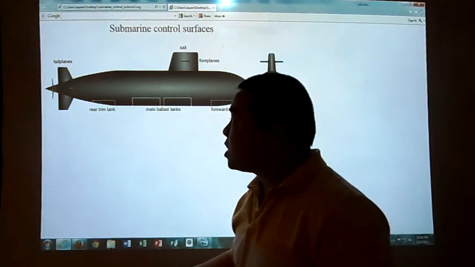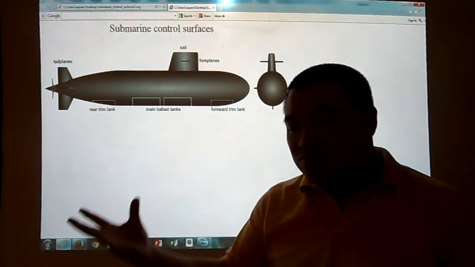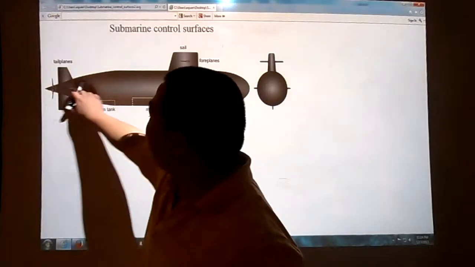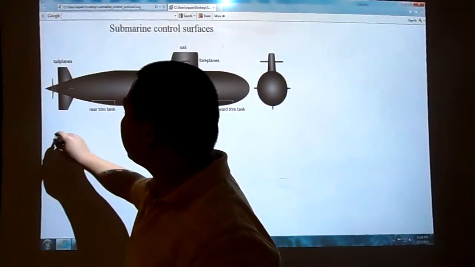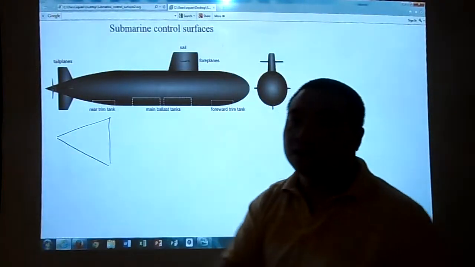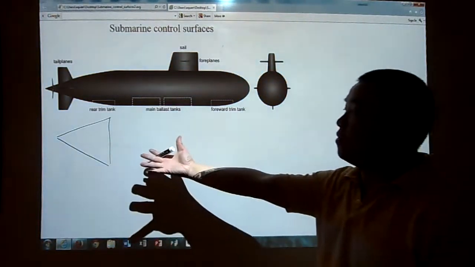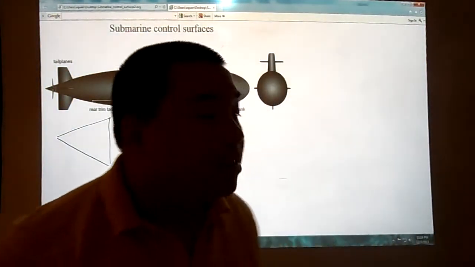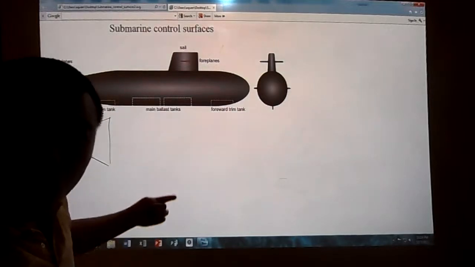I picked a submarine because it's kind of two shapes. Right here in the back end, it sort of looks like a triangle. So they could calculate the surface area of this triangle. They could calculate the volume of this triangle. It'll actually be more like a cone.